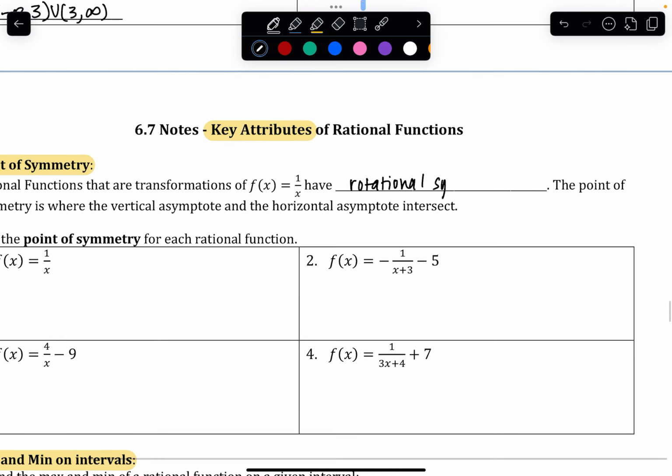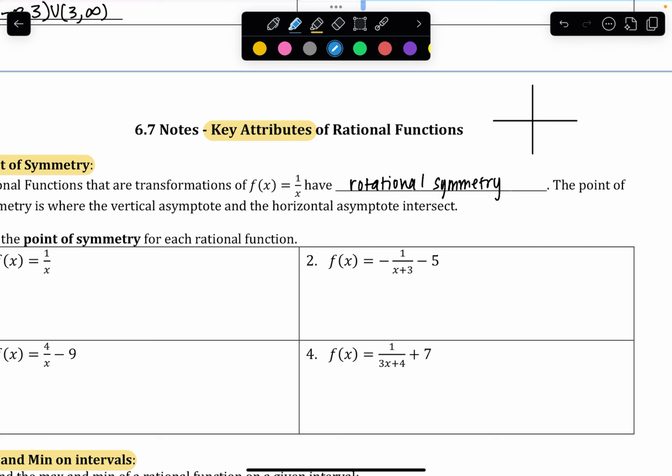That means they have a point of symmetry, not an axis of symmetry. If I were to graph the parent function, it has a vertical asymptote at x equals 0 and a horizontal asymptote at y equals 0. It has one branch in quadrant 1 and another branch of the function in quadrant 3. If I were to rotate this function about the origin, it would look exactly the same.